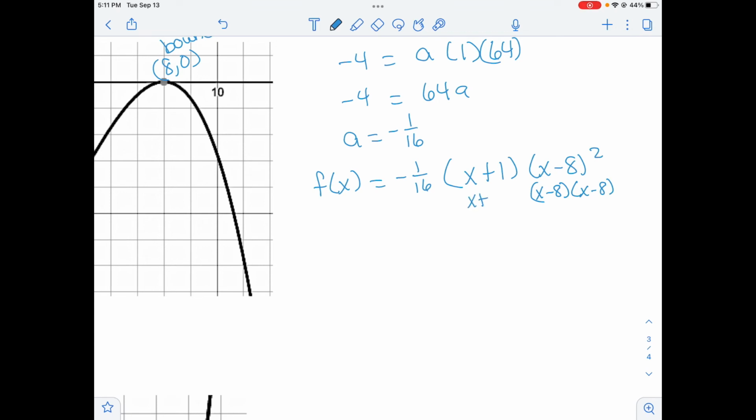And this was x plus 1. And you can do this in any order. I like to get rid of the binomials first. So I have x squared. I know that my middle term is basically going to double. If you remember that quick place to show that, you get a -16x plus 64, and then you're going to multiply it by x plus 1, and then the -1/16.